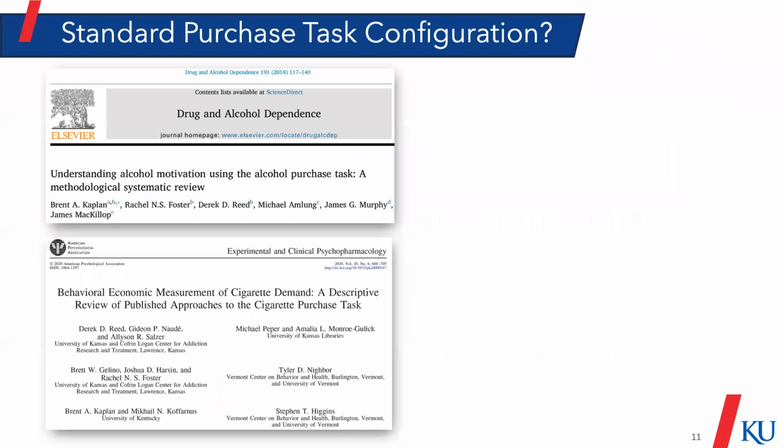So what do those meta-analyses and systematic reviews tell us about purchase tasks? Well, the news is both good and bad. The news is good in that there's a large number of studies and people are really starting to use these purchase task assessments in a variety of situations for different research designs, different research questions. But one of the challenges is the substantial heterogeneity in methods that are used across those studies.